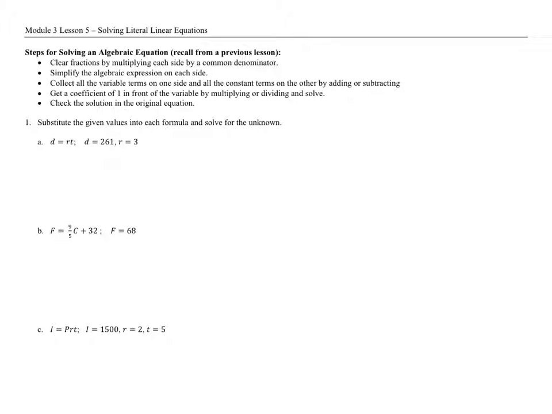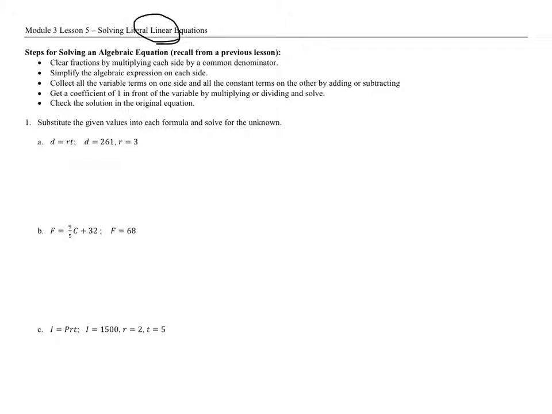Okay, for lesson 5, we're going to be solving literal equations. Most of them will be linear. Some, however, and I'll point out when we get there, are not linear equations. Nevertheless, we're going to use the same strategies as before: clear the fractions, simplify the algebraic expression on each side, collect terms, get a coefficient of 1 in front of the variable, and then check to see if we're right.